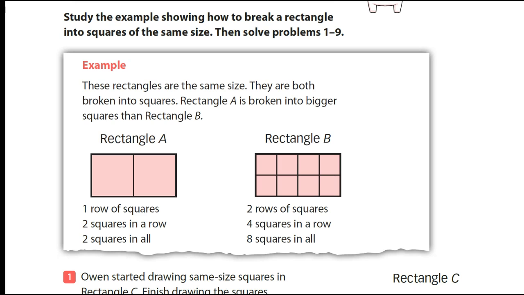So study the example showing how to break a rectangle into squares of the same size. It solves problems 1 through 9. Look, these rectangles are the same size. However, they're cut into different sections. They're both broken into squares. Rectangle A is broken into bigger squares than rectangle B. Obviously, these are a little smaller than this. So they're going to have different square units, aren't they? Yes, they are.